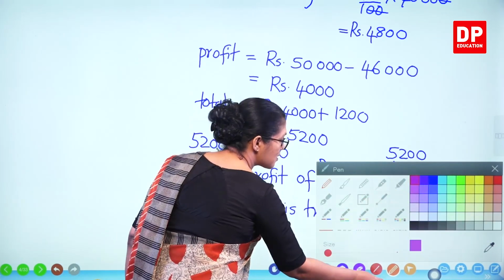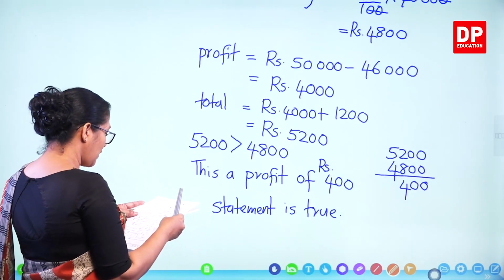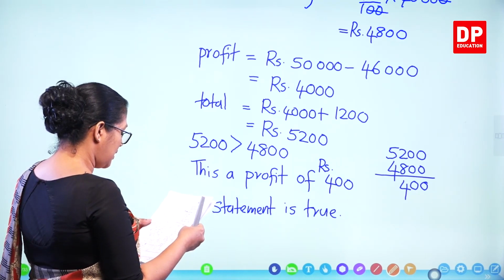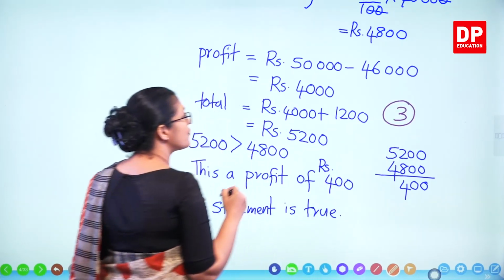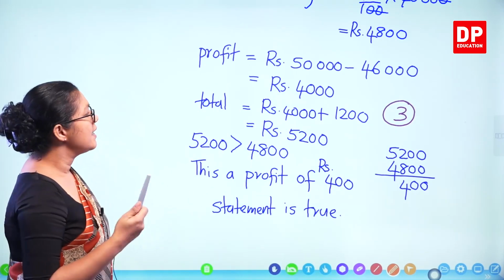So how many marks for this one? You get 3 marks for all these steps. So earlier 7 and this 3, 10 marks.